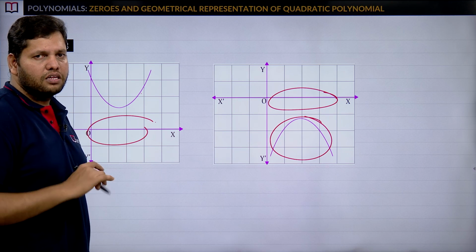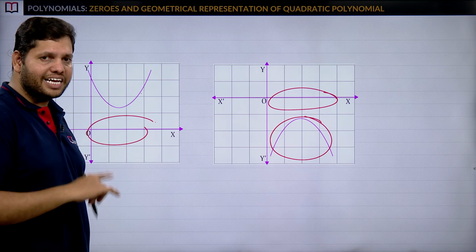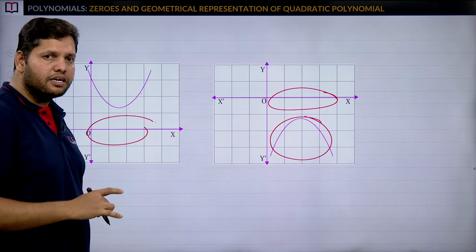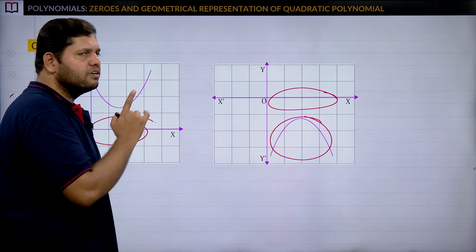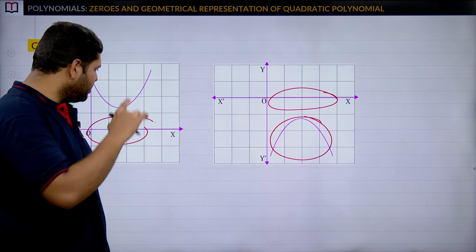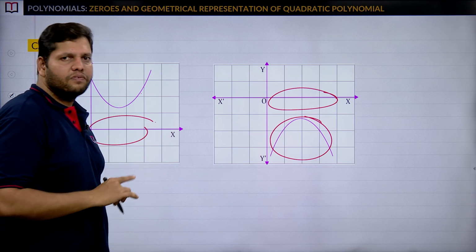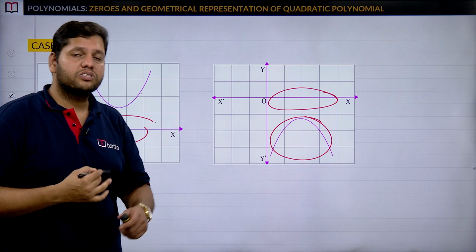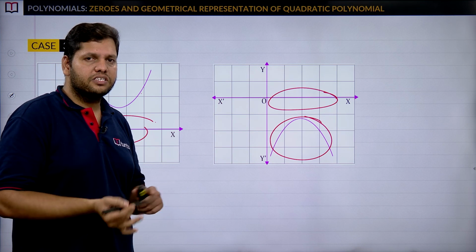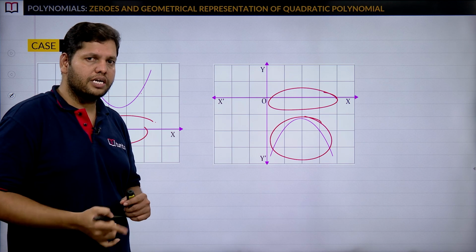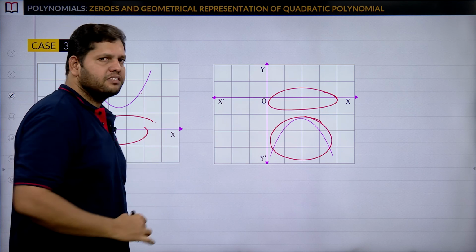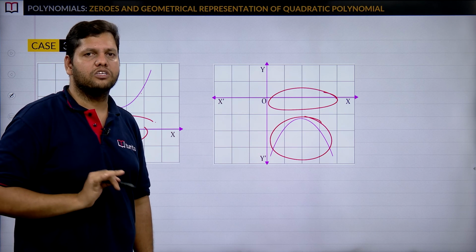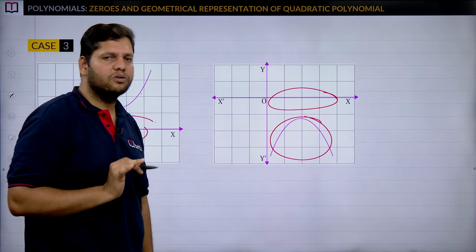Clear, children? In the first case there are 2 distinct points, in the second case only 1 point, and in the third case no common points. So these are the different forms of the parabola. By looking at the figure we can decide the number of zeros. If it intersects at 2 points, we can say 2 zeros. Intersecting at 1 point, we can say 1 zero. If the curve does not meet the x-axis, there are no zeros. Clear, children? This is about today's class.